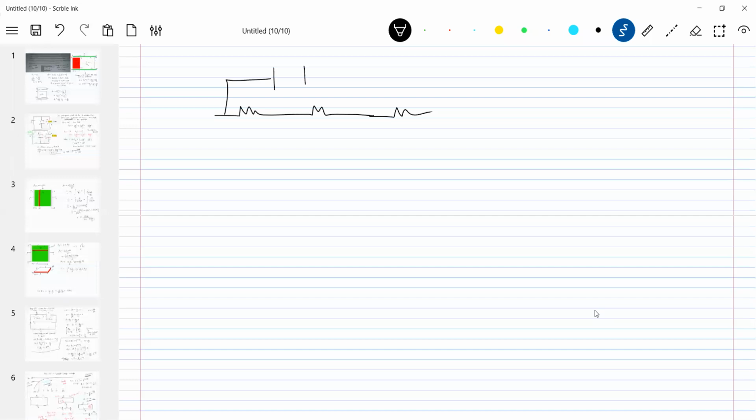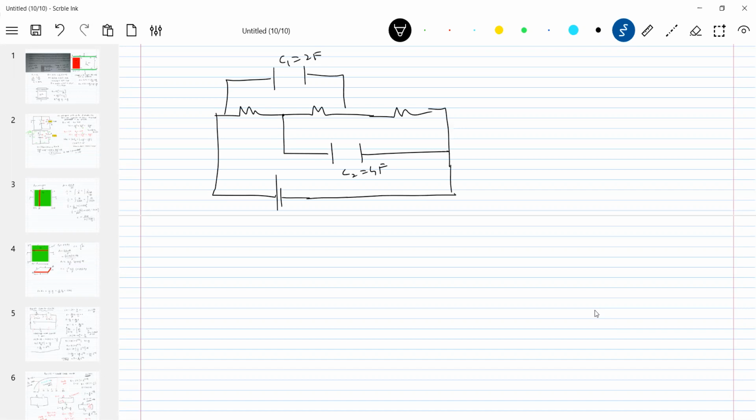Let there be a capacitor, 2 farad, and 4 farad. There's a cell of EMF 6 volt, with resistors 1 ohm, 2 ohm, 3 ohm. Find the steady state charge across the capacitors. Tell me what is the approach you are going to make. It's just a simple MSET question.